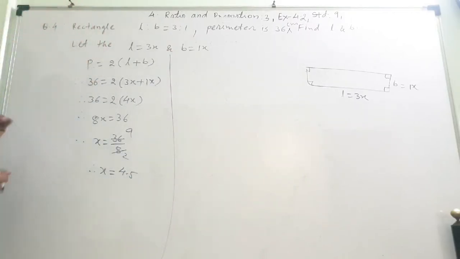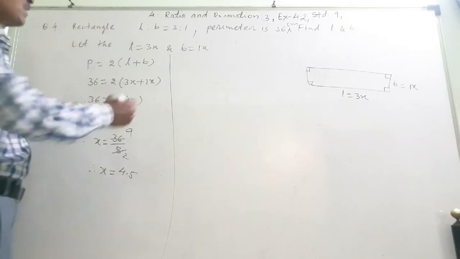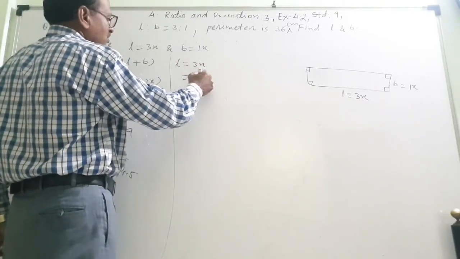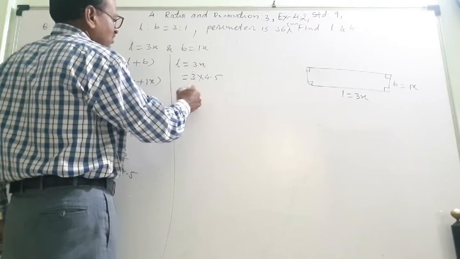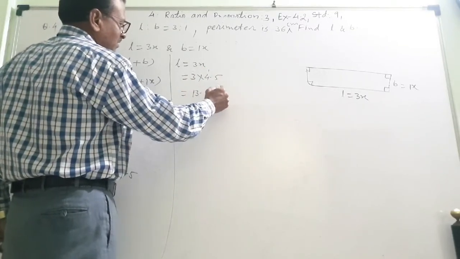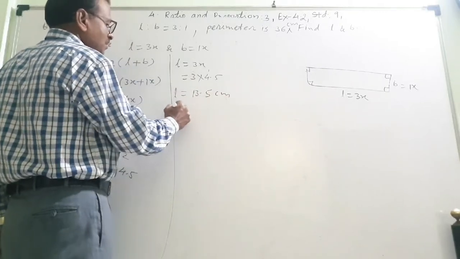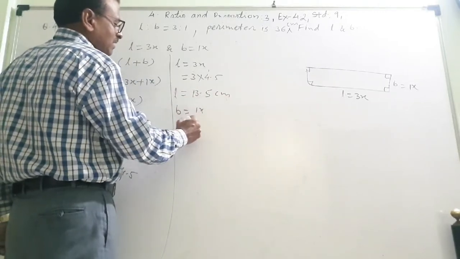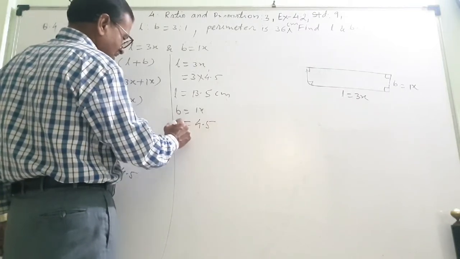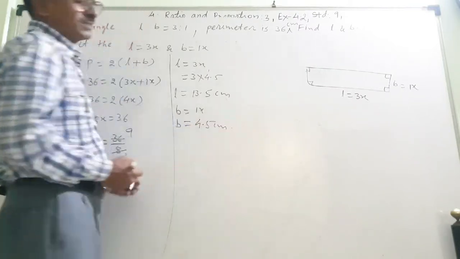Now what do I want? Find L and B. L is equal to 3x, that is equal to 3 into 4.5, so 13.5 cm. This is the length. B is equal to 1x, that is equal to x, that is equal to 4.5 cm. So this is the answer.